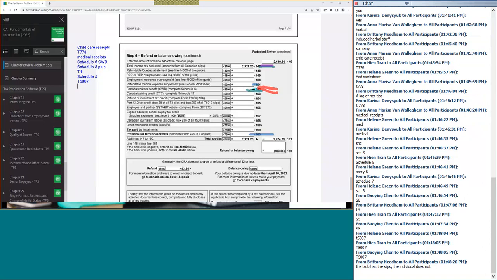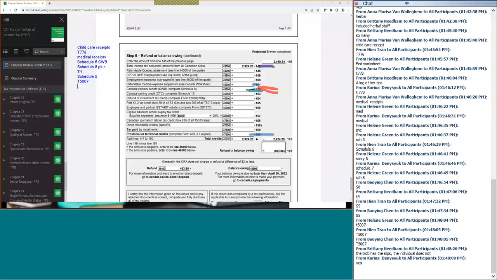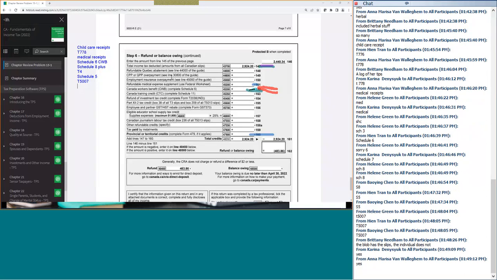Is it going to be a significant difference? Is she going to get a lot more money back or just a little bit? She's going to get a ton back. Eligible dependent, Canada Workers Benefit, refundable medical expense supplement. We did forget we have to do a federal worksheet for the refundable medical expense supplement. We need the worksheet for that, so we're going to fill one of those out.